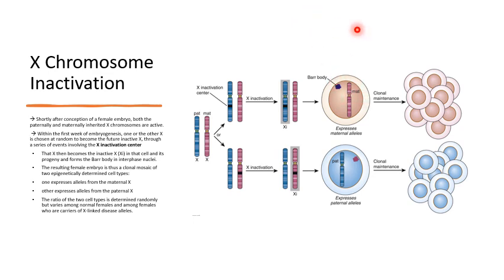And the resulting female embryo is thus a clonal mosaic of two epigenetically determined cell types. One expresses alleles from the maternal X, and one expresses alleles from the paternal X. And that ratio will vary between females.